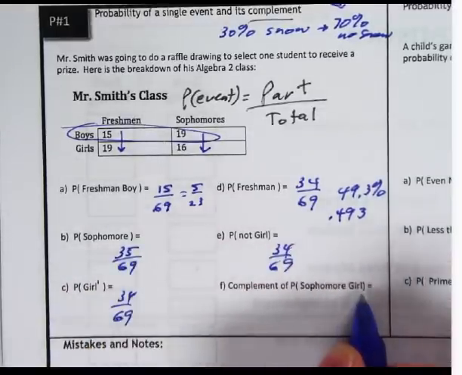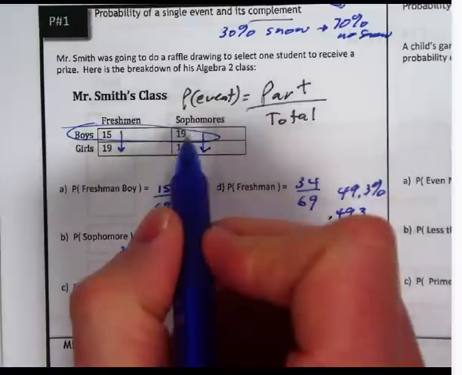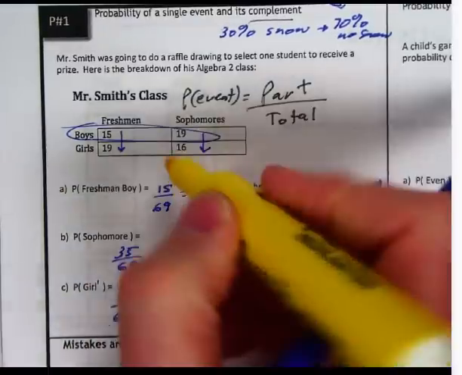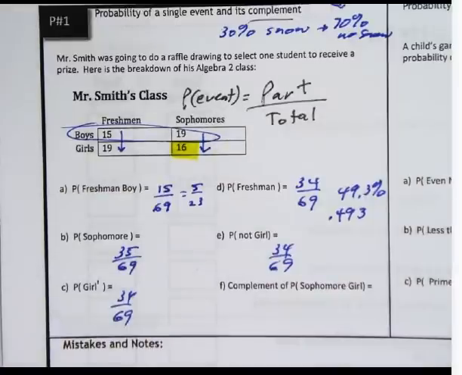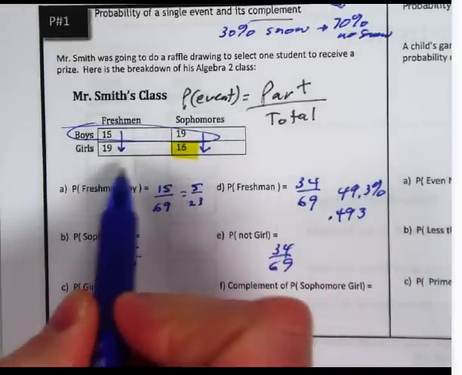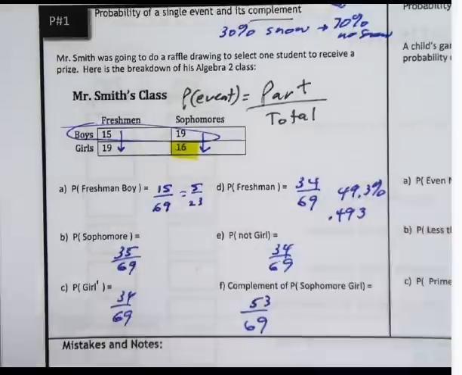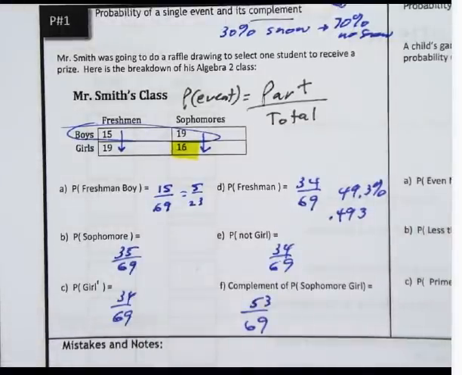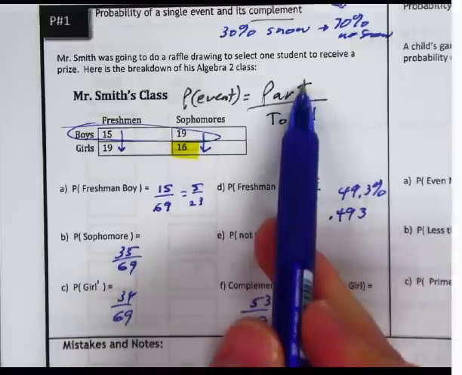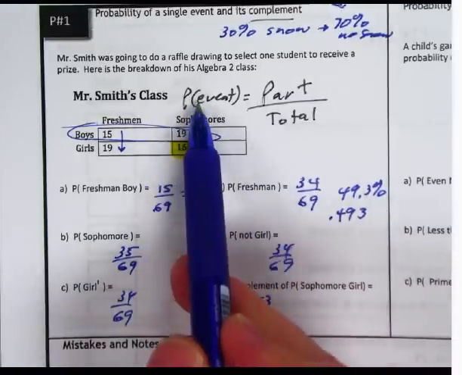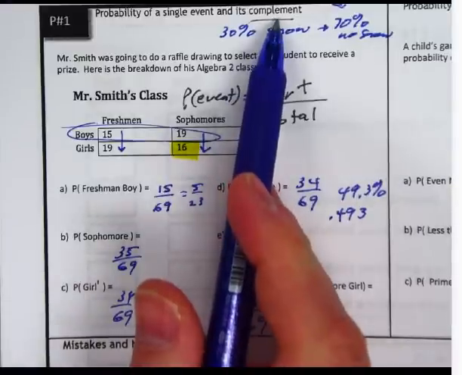Complement of a sophomore girl. Well, I find the sophomore girls, so sophomores and girls, those would be the 16 that are in this corner. Well, the complement of that number is everything else. So I add together everything else, and that's 53. So there's my fraction, 53/69. So again, probability is taking the part that you want out of the total number of possibilities, and that's a single event probability. The complement is you would have everything else.